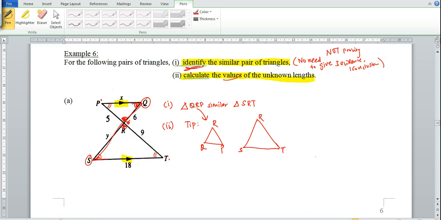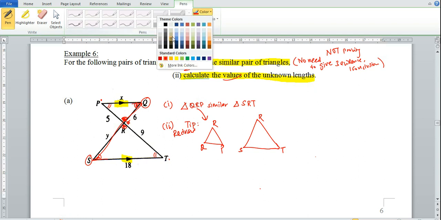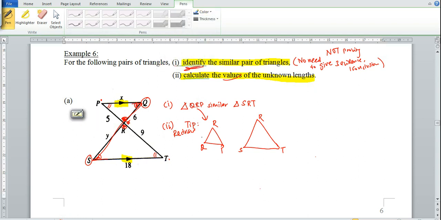I'm going to redraw these two triangles because they are very twisted, so I can't really see which side matches which, right? So I'm going to redraw this, and now I'm going to fill in the lengths. RQ, according to the diagram, is 6, so I'm going to write 6 here. QP is X, and then RP is 5. If I redraw this, RS is my Y, ST is my 18 units, and RT is my 9 units. If you look at these two triangles, it is much easier to compare which length corresponds to which.